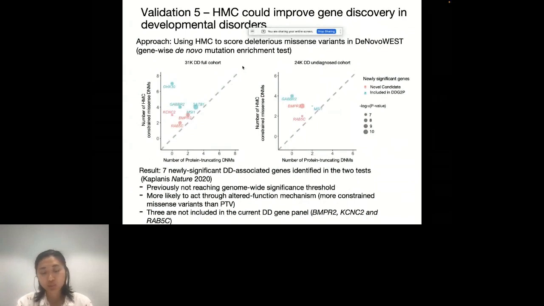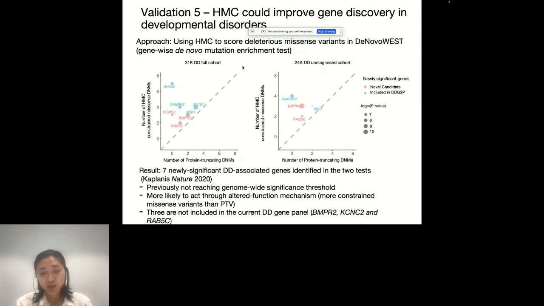incorporated HMC to score deleterious missense variants, and after upgrading the method, we find 7 newly significant genes associated with developmental disorders. And we find that for these new genes, they have more constrained missense variants than the protein truncating variants. Thus, it suggests these new genes are more likely to cause disease through a loss-of-function mechanism.